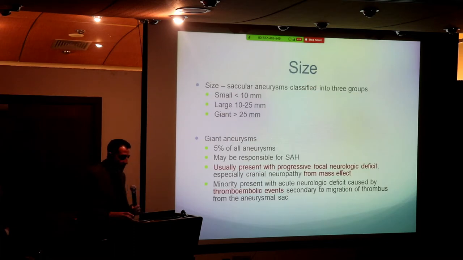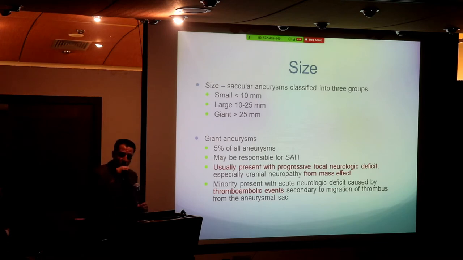but they definitely exist in children. Size, we categorize them according to small, large, and giant based on the size. The small, less than 10 millimeter, large, 10 to 25, and giant, more than 25. The reason why this is important is it affects treatment. It affects the risk of rupture. It affects how we treat them and the risk of recurrence after we treat them.